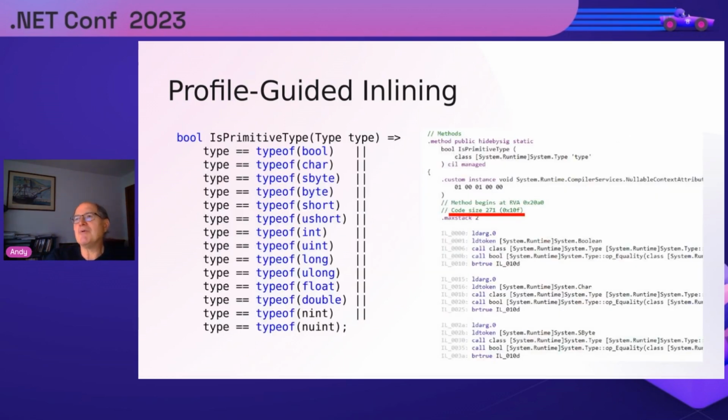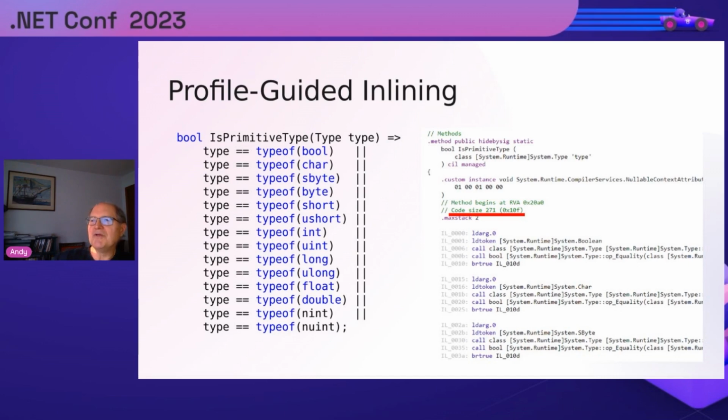Here's one example that shows how ambitious we can be. There's actually a method that comes from the BCL. It just asks if a type is a primitive type. And okay, the method may look not that complicated. It's just kind of doing the same thing over and over again with different types. When you actually look at how that method gets compiled into intermediate code, it turns out that all of these operations turn into method calls.